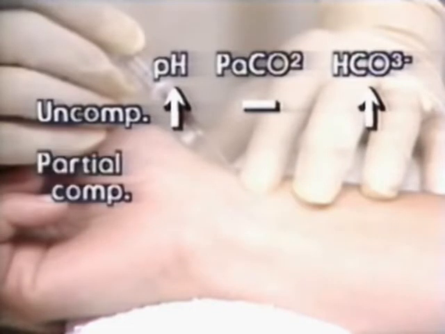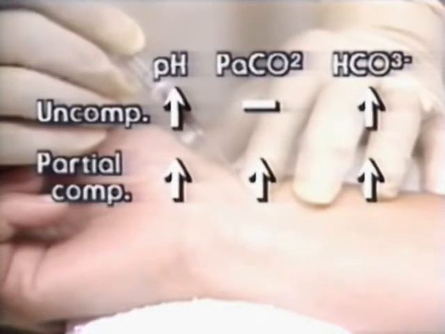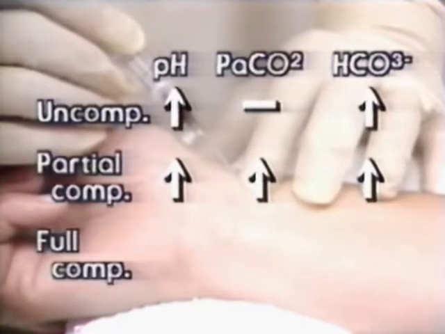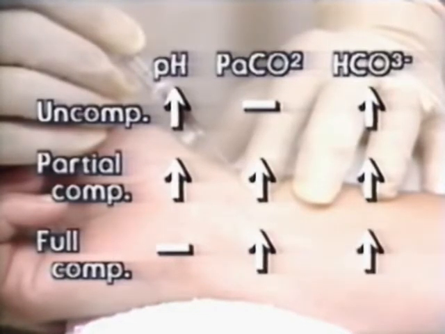In partial compensation, all 3 values are abnormal. pH is still alkaline. Carbon dioxide rises due to compensatory hypoventilation. Bicarbonate is still high. Finally, with full compensation, only 2 abnormal values remain. pH returns to the high normal range, but carbon dioxide is still high to help achieve this compensation. The high bicarbonate indicates that the underlying condition that caused the original alkalosis still remains. It's merely being compensated for.